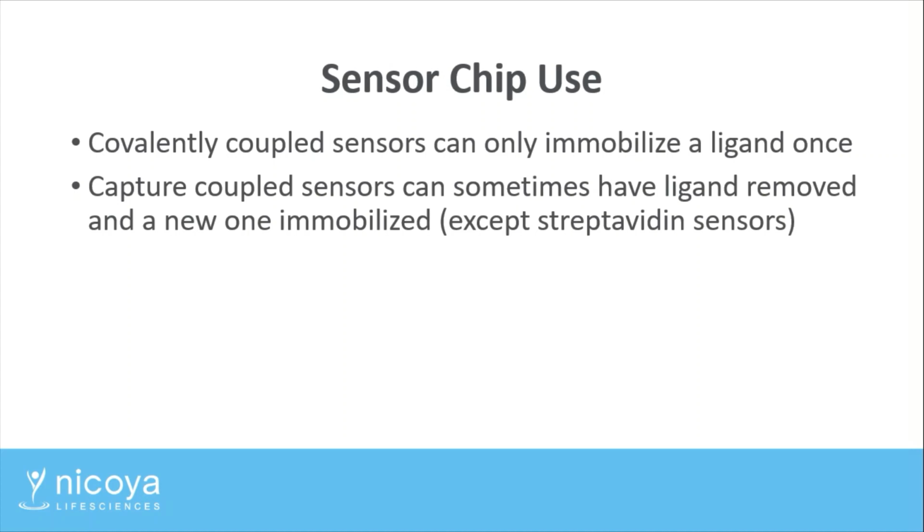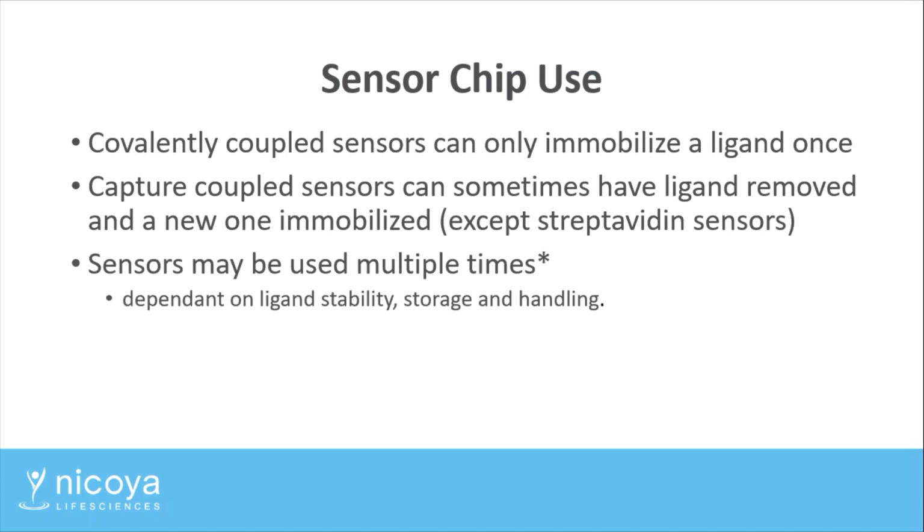Once the ligand has been covalently immobilized, it can no longer be removed from the sensor surface. Thus, covalent capture sensors can only immobilize a ligand once. Ligands that have been immobilized via capture coupling sensors can sometimes have their ligands removed and the sensor reused to immobilize a new ligand. However, this cannot be done with the biotin-streptavidin interaction, because this is essentially an irreversible interaction.